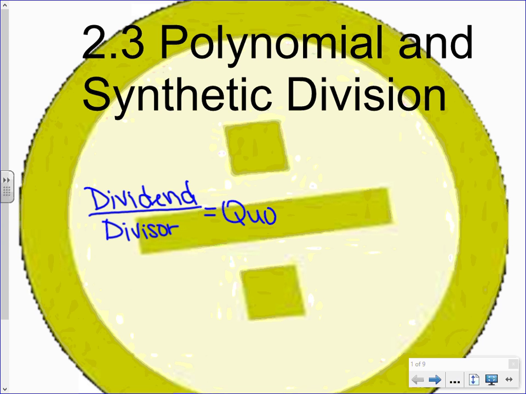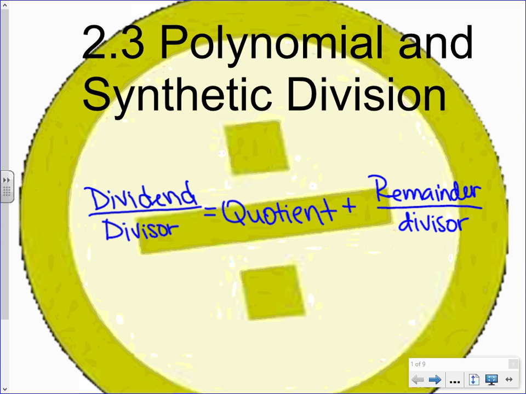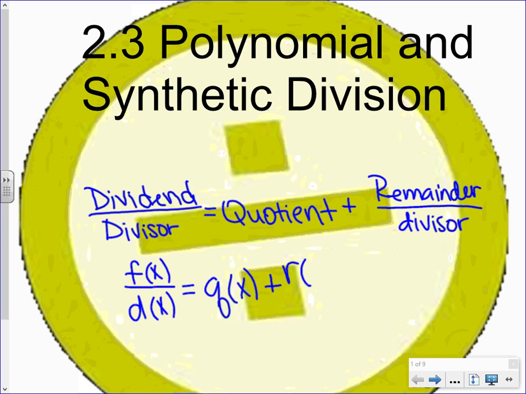Now, we could potentially have a remainder. What do we do with that remainder? Okay. So, on the next slide, we are going to call the dividend function f, the divisor function d, the quotient function q, and the remainder function r. Okay, we're giving these names.